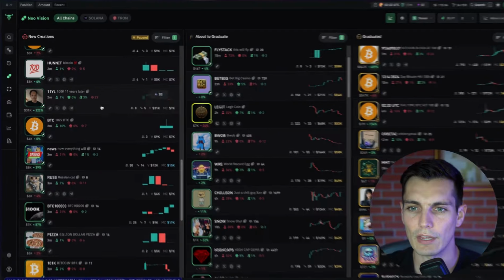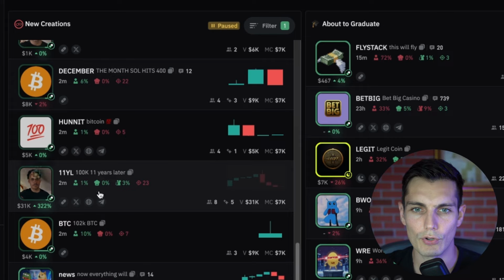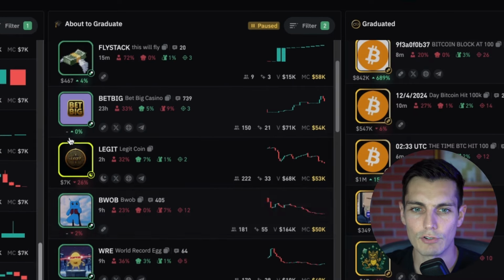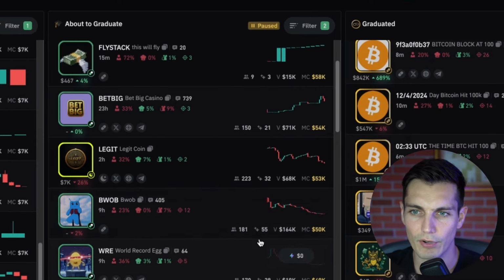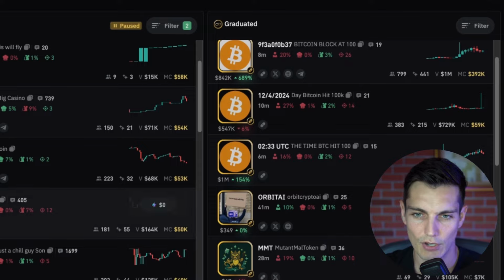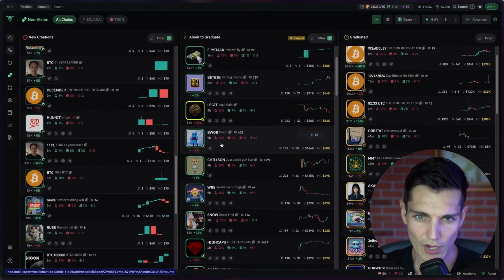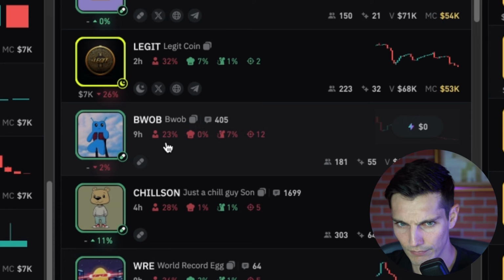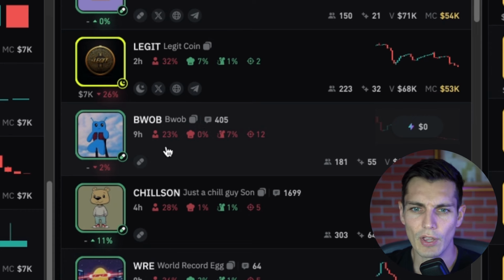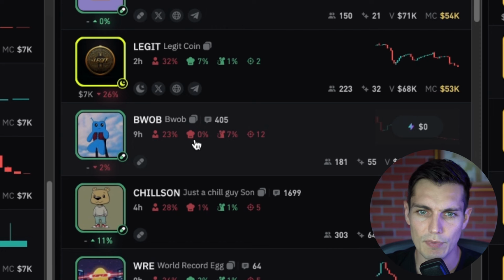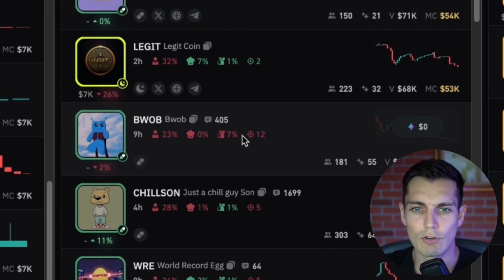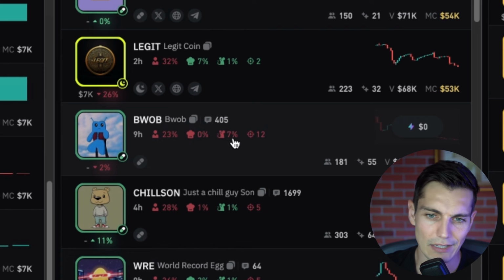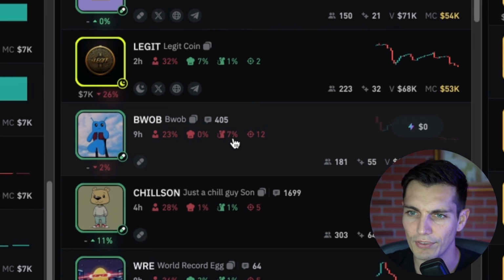Now there are a few things that are important. Here we have all the new creations, right? Here, about to graduate, so they almost completed the bonding curve, and here they graduated. Which data you need to watch is how much the top holders are holding. Here 23% for the top 10 holders, it's fine. The dev, how much he's holding, you want this number to be below 10% usually. The rats, you want to be careful about this as well. Rats, I would not go if they own more than 10%.